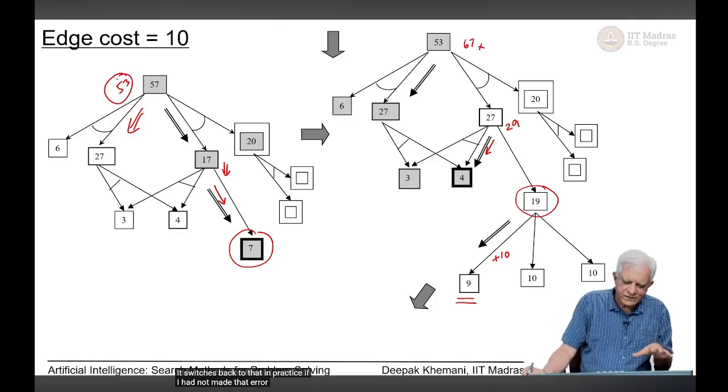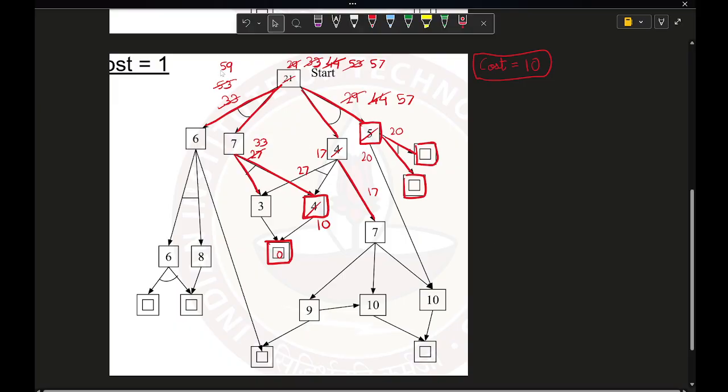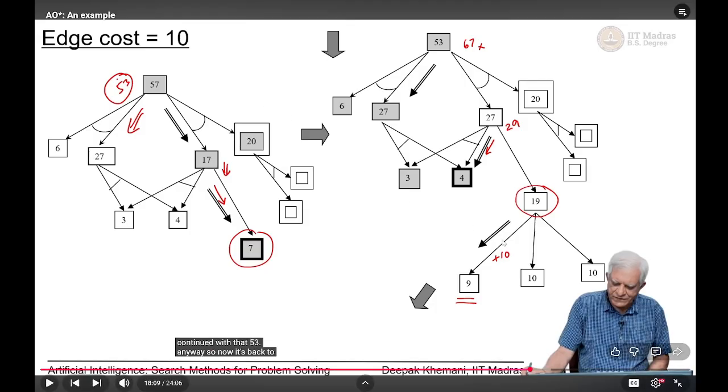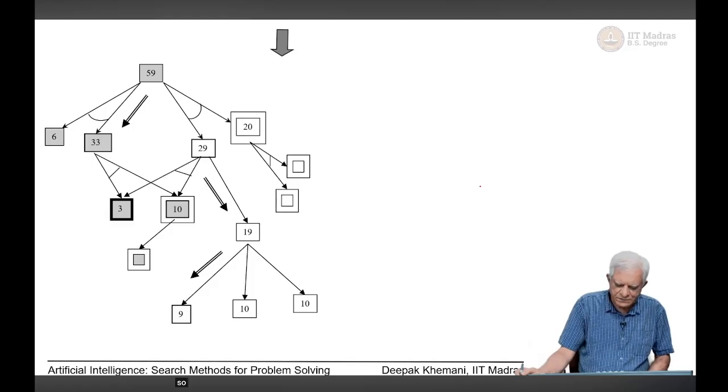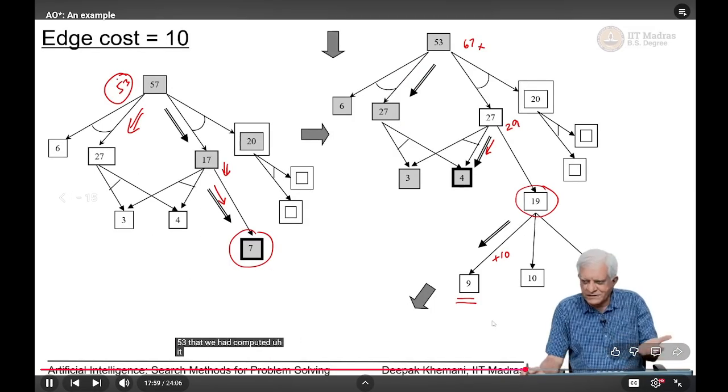In practice, if I had not made that error of counting this as 57, it would have continued with the 53. No, this is 59. Anyway, so now it's back to 53, and it follows this choice. There's only one choice below that, so it has to follow that. And between these two nodes, let's say it picks this node 4 for refinement. So it has defined that node.